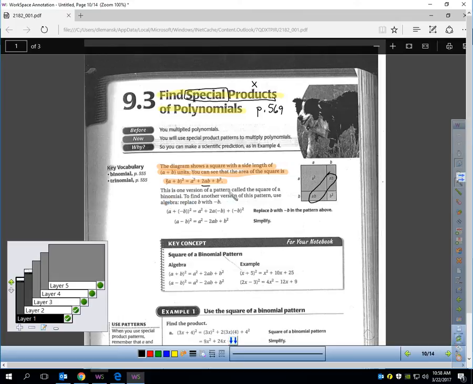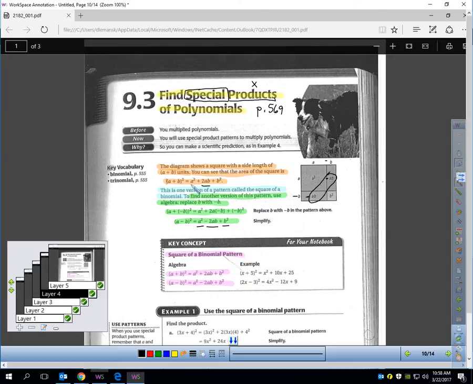This is one version of a pattern called the square of a binomial. To find another version of this pattern, replace b with its opposite. Well, if I make this negative, the only change it's going to make is these two will end up being negative. So I would end up with a squared, which you see, negative 2ab, and b squared. These two cases show me how I can find the square of a binomial without having to double distribute. It's a simple shortcut.